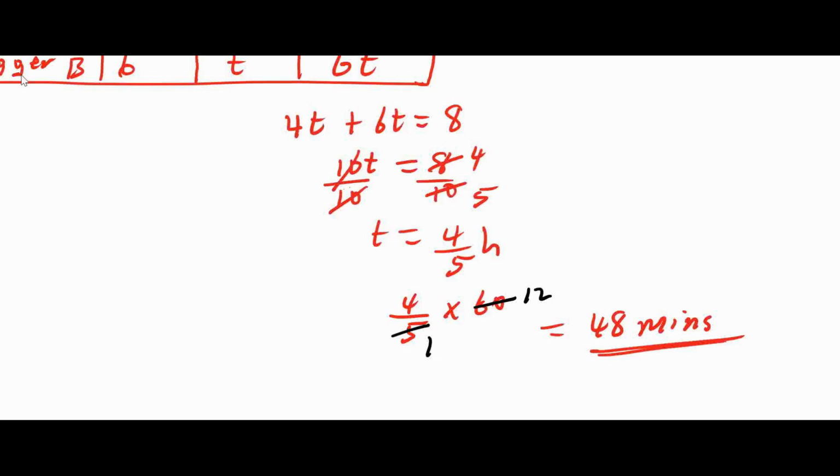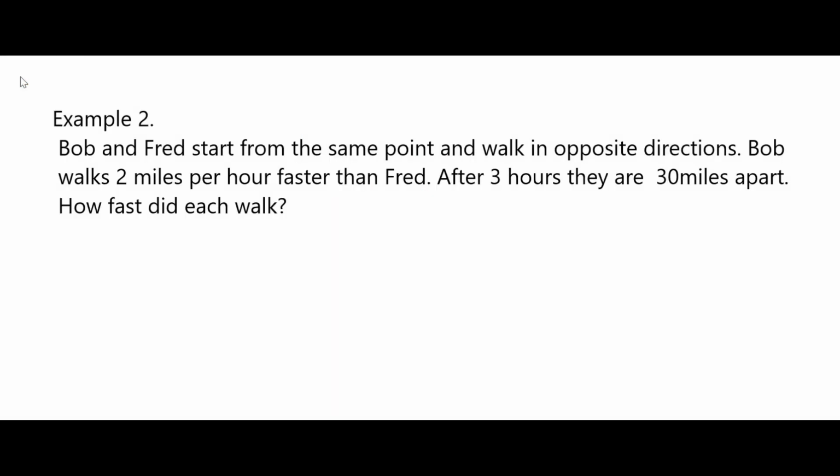All right, let's go on to the next question. Example 2. Bob and Fred start from the same point and walk in opposite directions. Bob walks 2 miles per hour faster than Fred. After 3 hours, they are 30 miles apart. How fast did each walk?